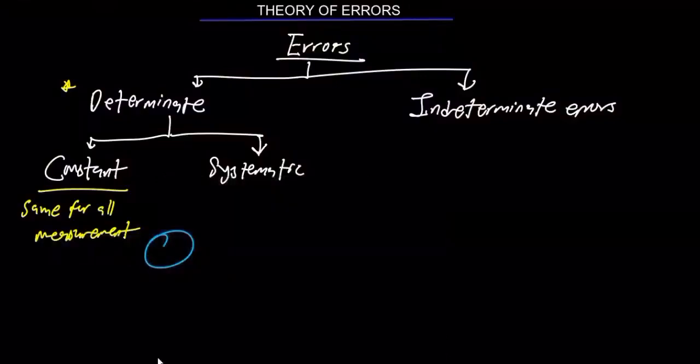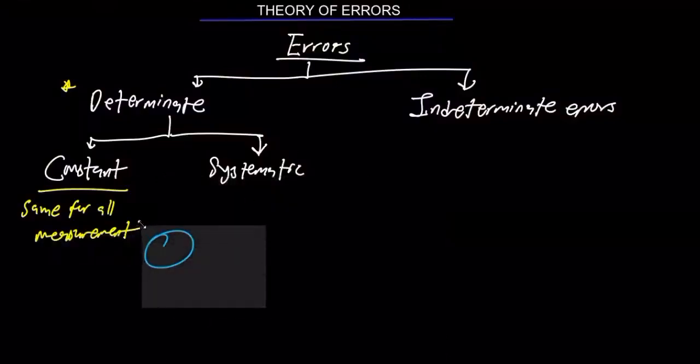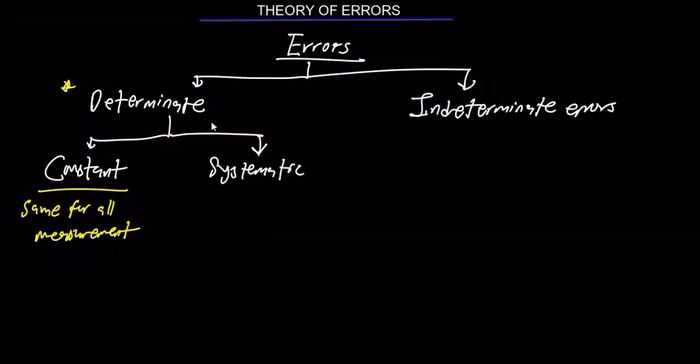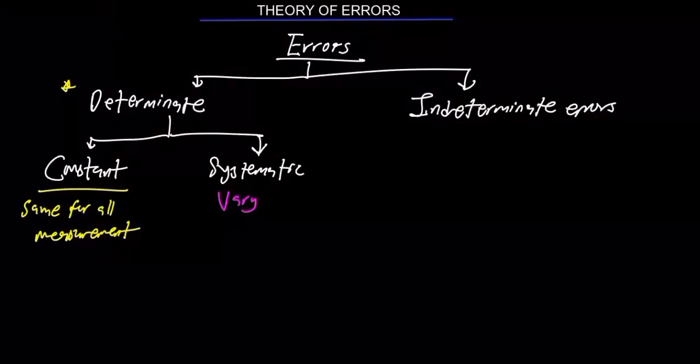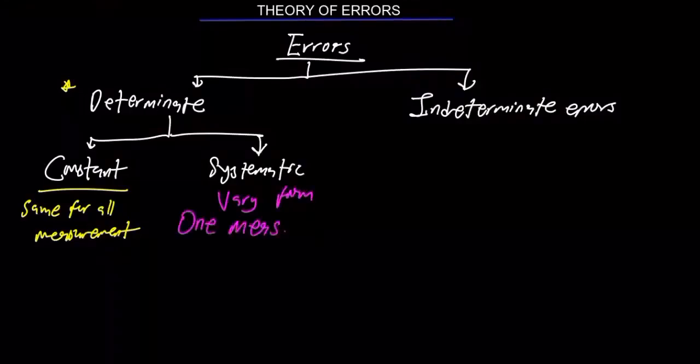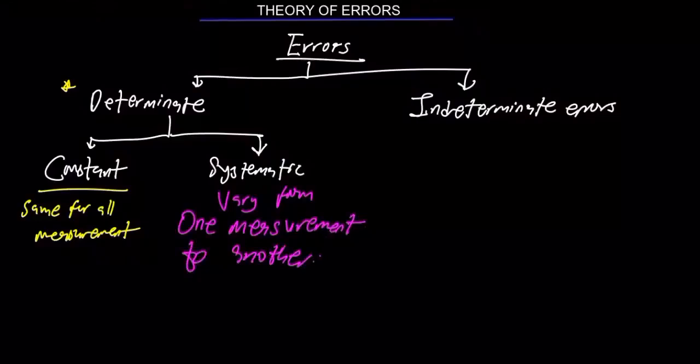Now, what is the second one? It is systematic error, just the opposite of this. Constant error is the same for all measurements. Systematic error varies from one measurement to another measurement. That is systematic error.